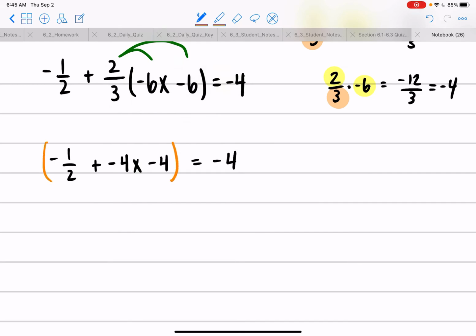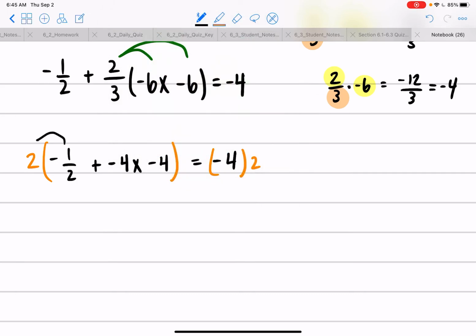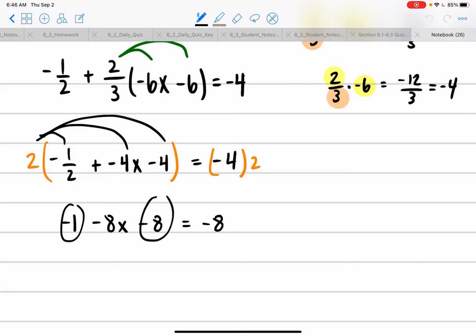I'm literally going to multiply everything by 2. Why am I doing that? Because what it does is it gets rid of this fraction here. That's just kind of my preference for this. So when you multiply this, the 2 and the 2 here cancel, and you're just left with -1 there. We have plus and minus here, so let's just say that this is minus. So you have 2 times -4x, that's -8x. 2 times -4 is -8. And then over here, you have -4 times 2, which is -8. Now what we've got is -1 minus 8, so that's -9. So -8x minus 9 is equal to -8.